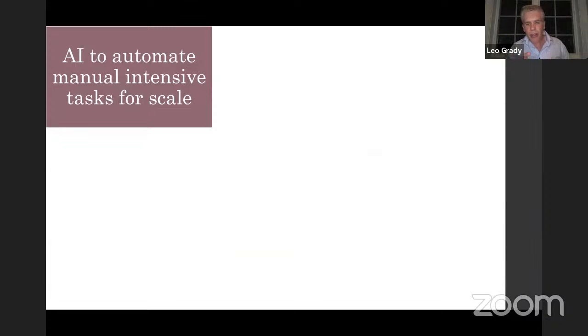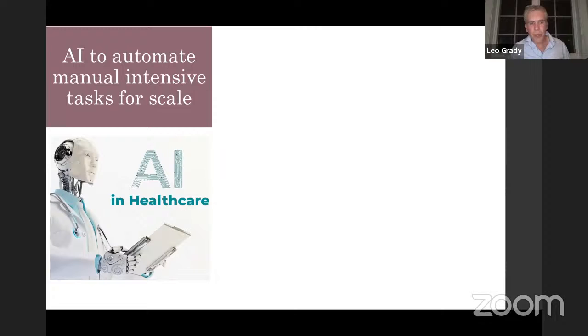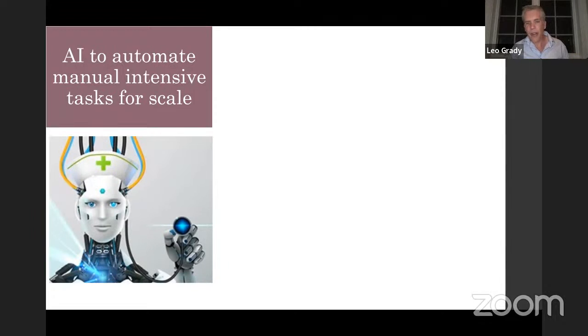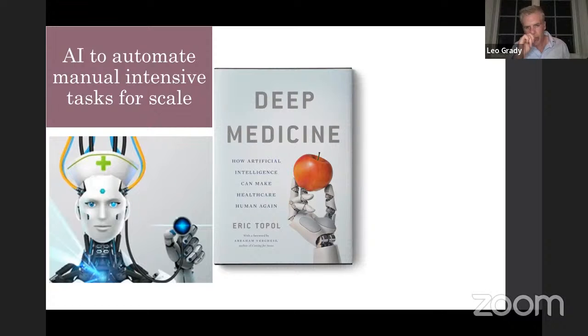Now, there's another variant of that application area for AI, which is to use AI not to support a diagnosis, but to automate manually intensive tasks at scale. So this is less like a robot doctor, more like a robot nurse or a technician or something like that, where you have a system which can do a lot of manual work, but faster, at more scale, and really enable the doctors to be more effective. There's a book a few years ago by Eric Topol called Deep Medicine, where he really made the argument that this sort of application of AI can free up doctors to do less paperwork and spend more time caring for their patients.